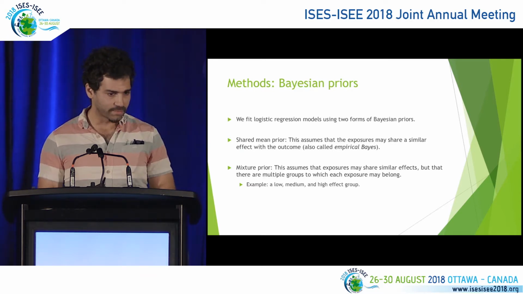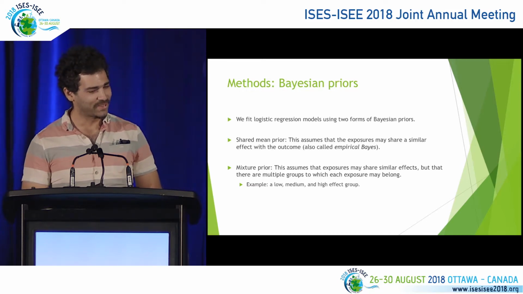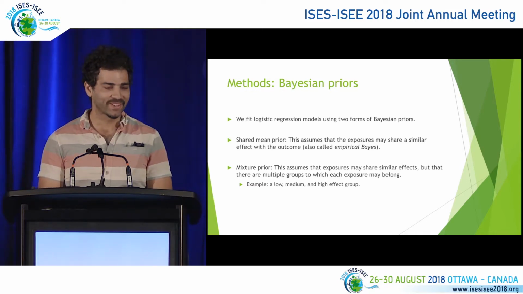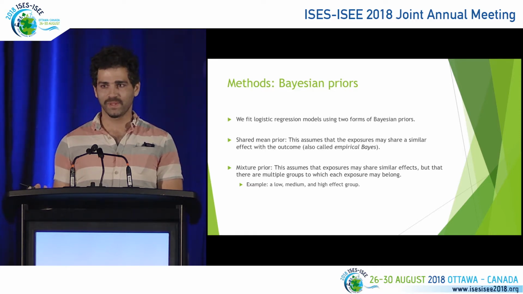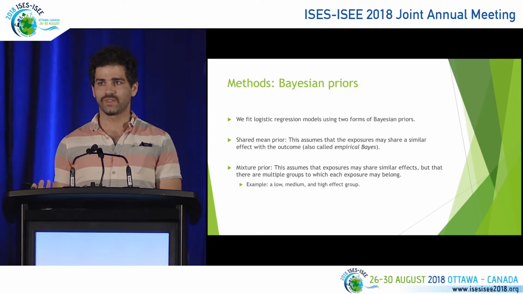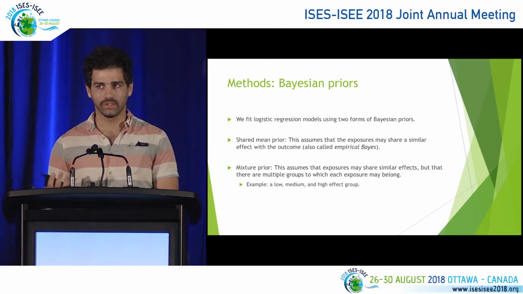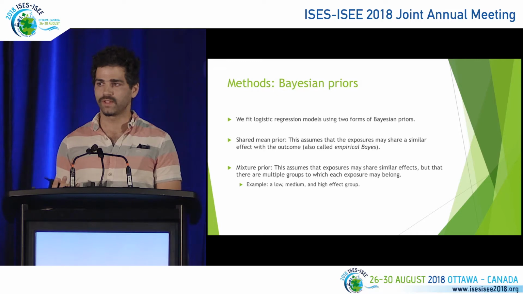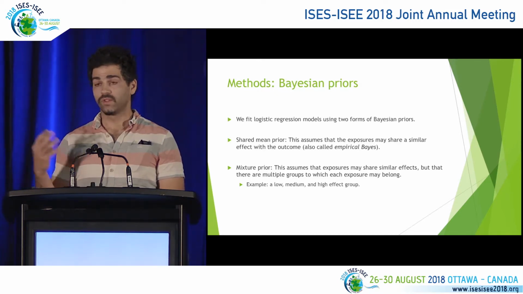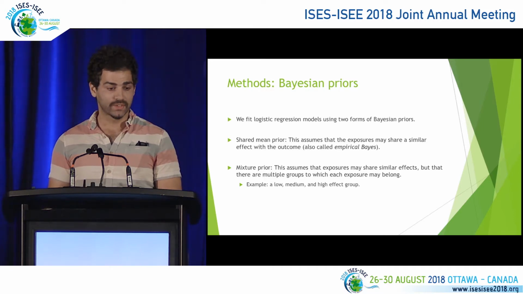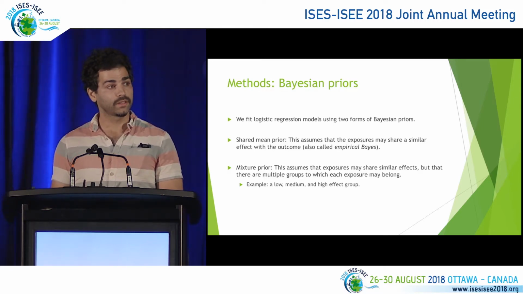So I want to spend just a minute on this, or maybe 2 if I'm lucky. So we have 2 priors here, the shared mean prior and the mixture prior. So very briefly, the shared mean prior is an assumption that before I even conduct the analysis, I believe that all of the effects of exposure of the 25 chemicals I'm looking at overlap at least a little bit. It's called partial exchangeability in this sense. So it's a little bit of a heavier assumption.